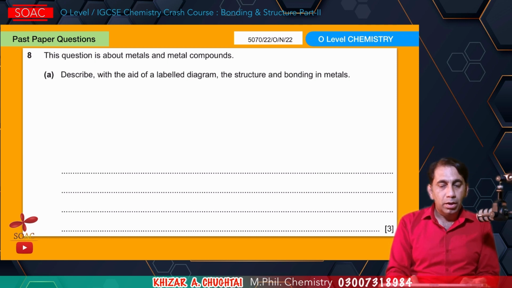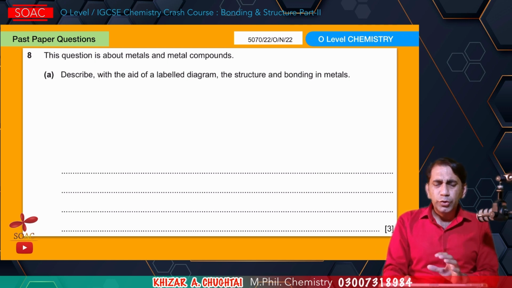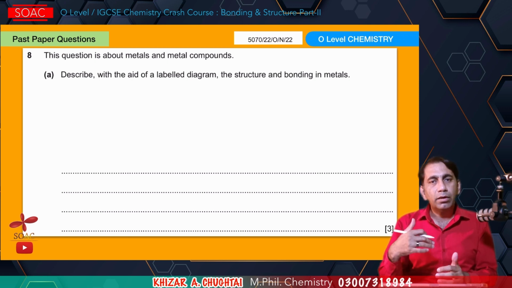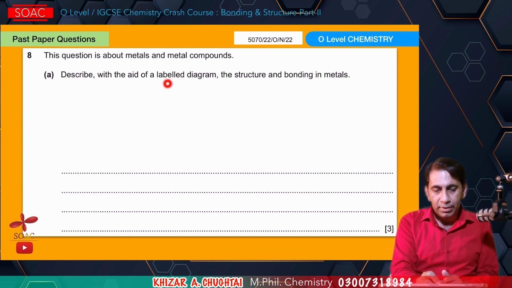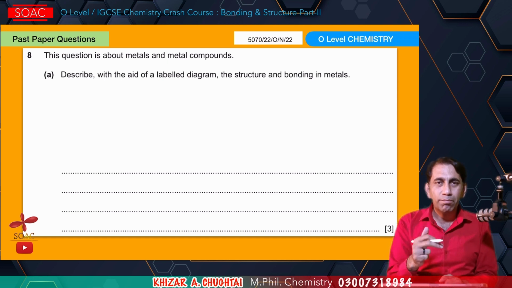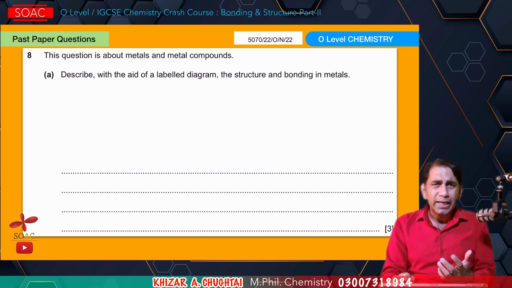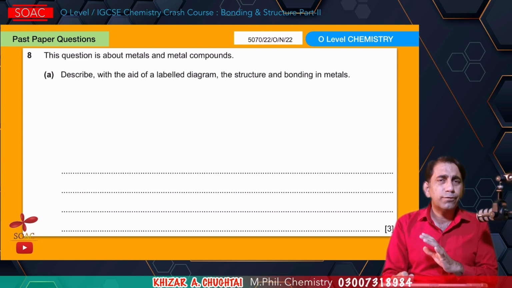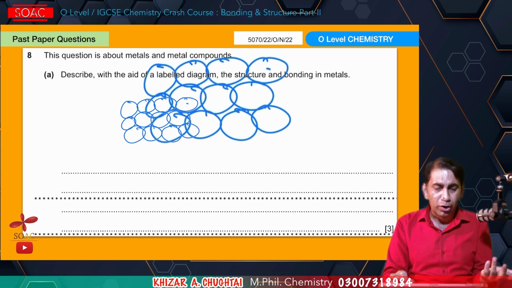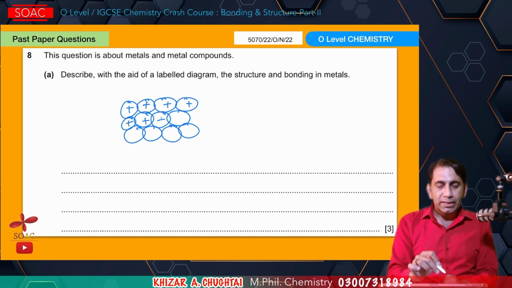You will draw circles for the positive ions, proper circles in a regular pattern, in regular layers, in regular arrangement. Then you will draw the free or delocalized electrons, and then you will label them. Label the layers of static positive ions and the free moving electrons. You should draw at least 3 to 4 layers for the metallic structure.